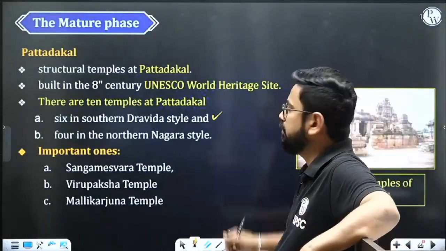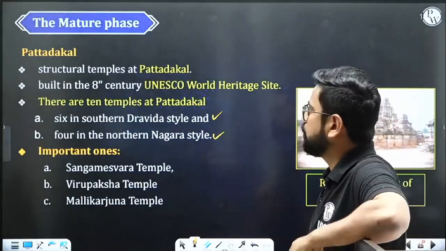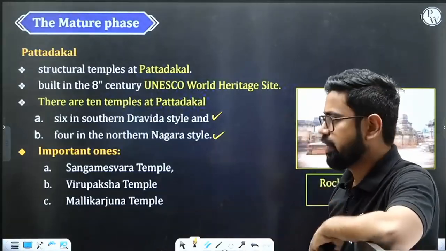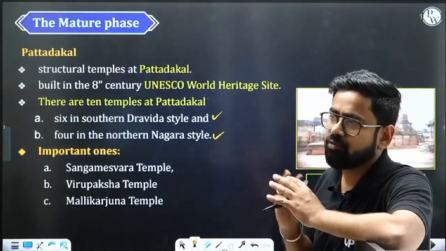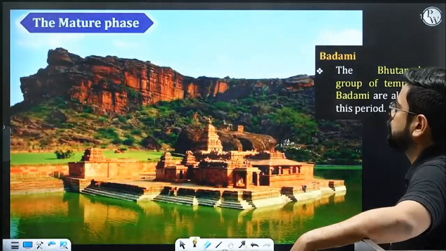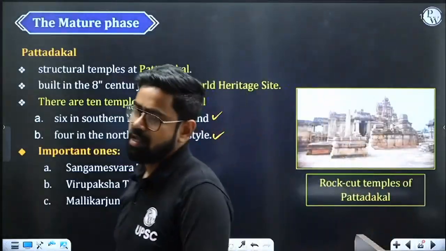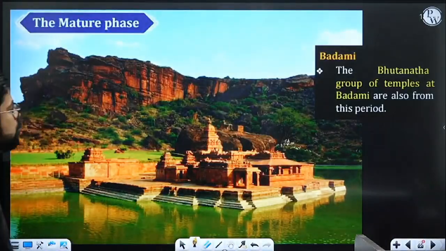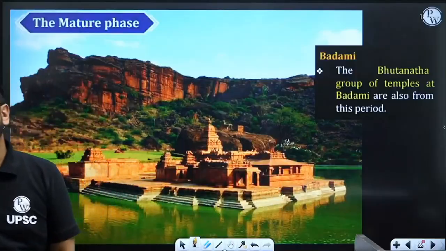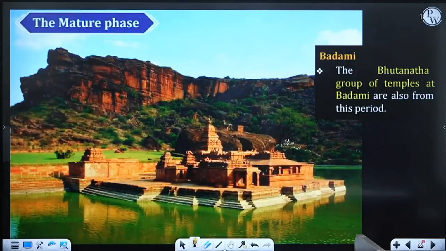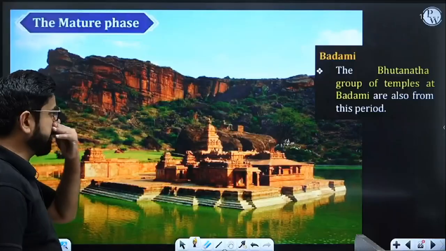Six are made in a fashion that looks like Dravidian style, and 4 mostly look like North Indian style. And one of these 10 has both the styles, and it's very tough to say which side it should go. Also, other than the 10 temples at Pattadakal, at Badami there is a Bhutanath group of temples. This is also of the mature phase of Vesara, the Chalukyan temple architecture.